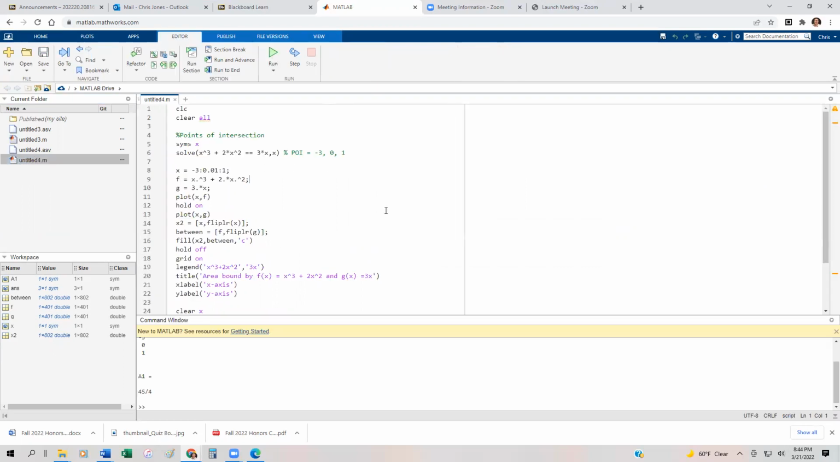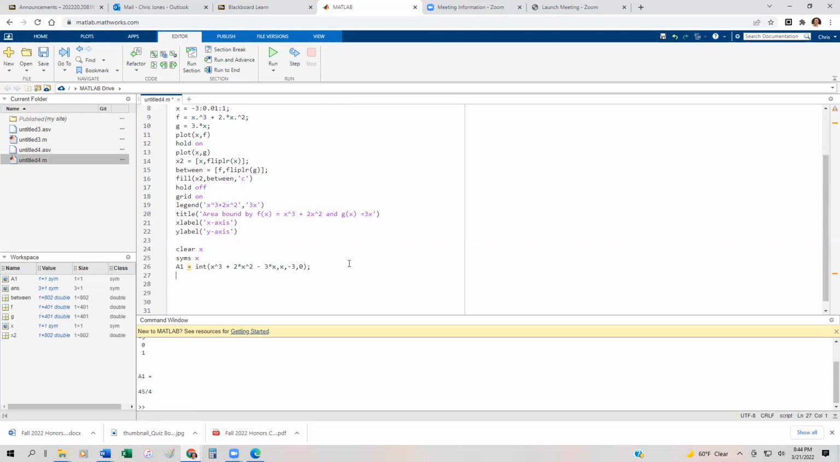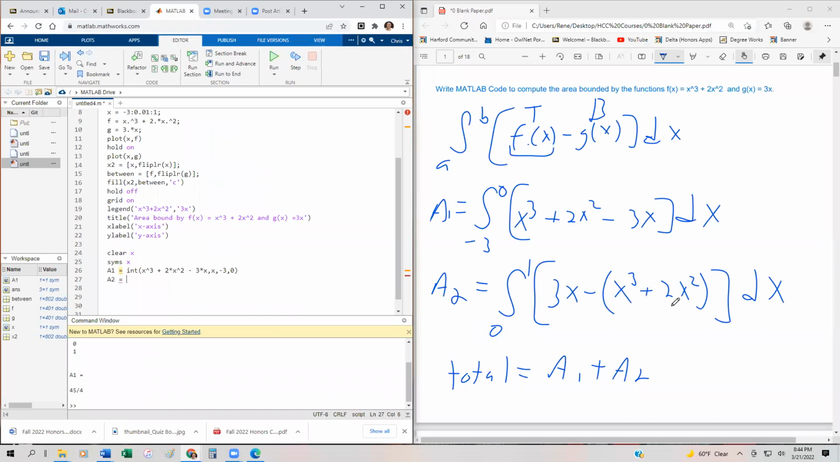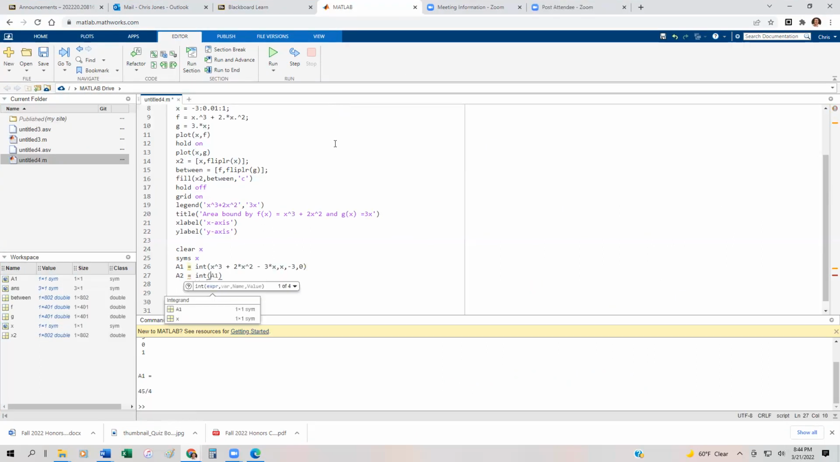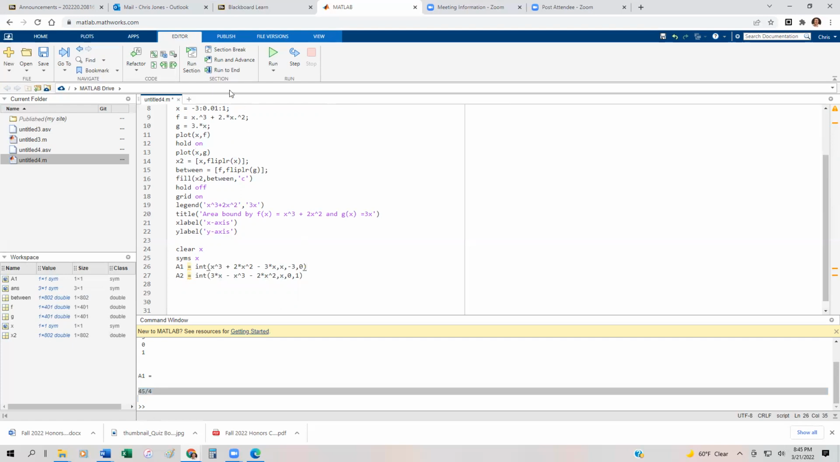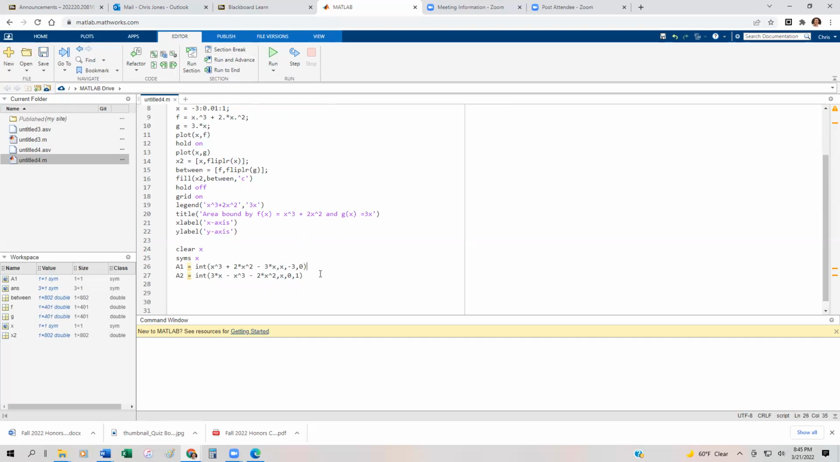All right, so let's now figure out what the integral for A2 was. Remember, the second area was the integral from 0 to 1 of 3x minus x cubed plus 2x squared dx. So A2 is going to be the integral of 3 times x minus x cubed minus 2 times x squared with respect to x from 0 to 1. Now remember, we got 45/4 for the first one. Let's run this. We get 7/12 for that.